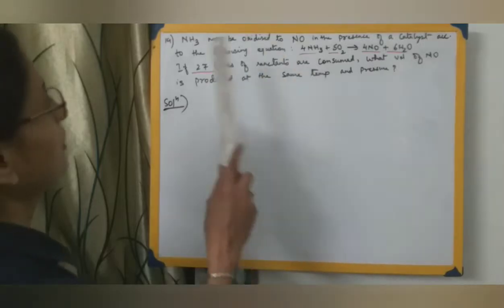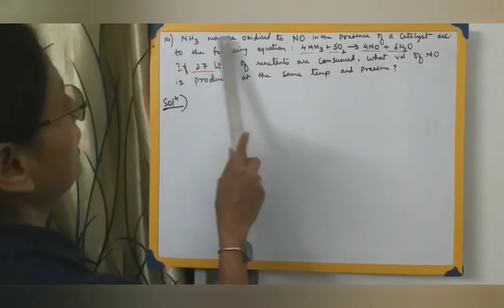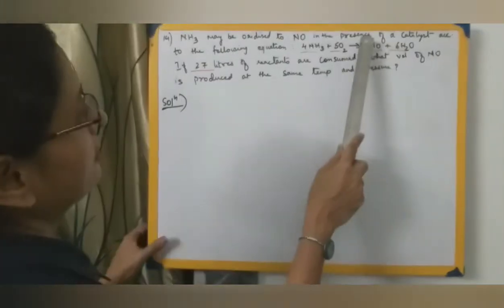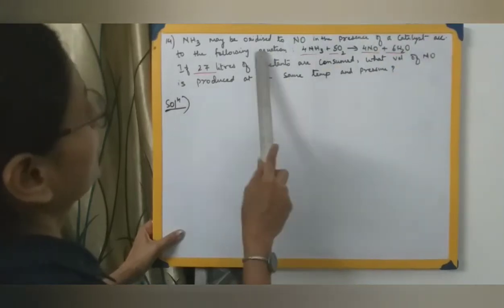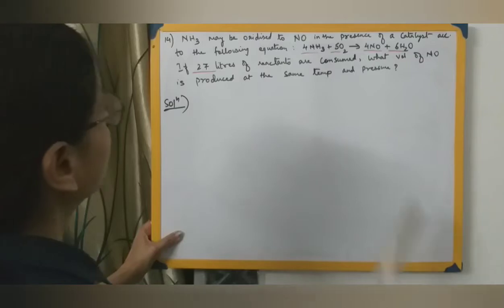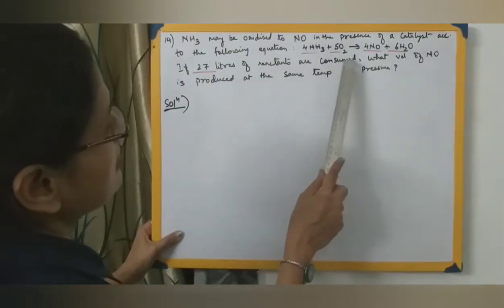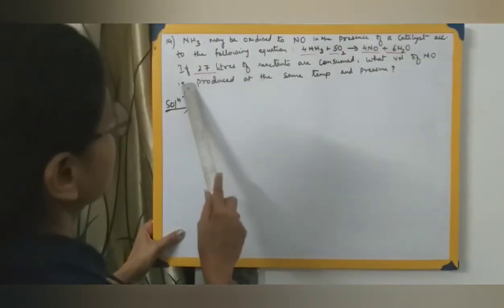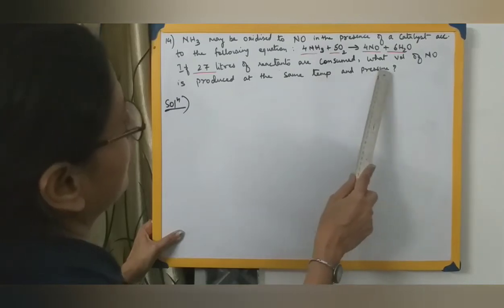Okay, next, 14th sum. Ammonia may be oxidized to nitrogen monoxide in the presence of a catalyst according to the following equation: 4NH3 plus 5O2 gives 4NO plus 6H2O. If 27 liters of reactants are consumed, what volume of nitrogen monoxide is produced at the same temperature and pressure?